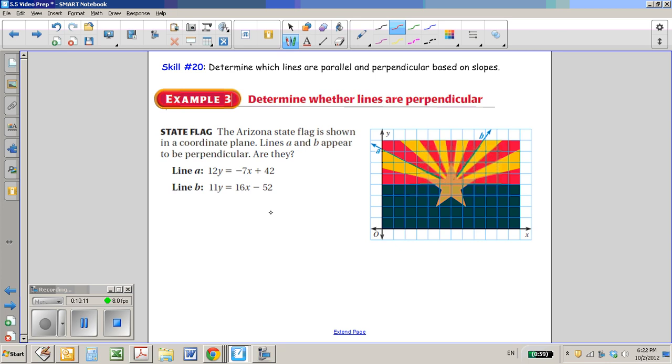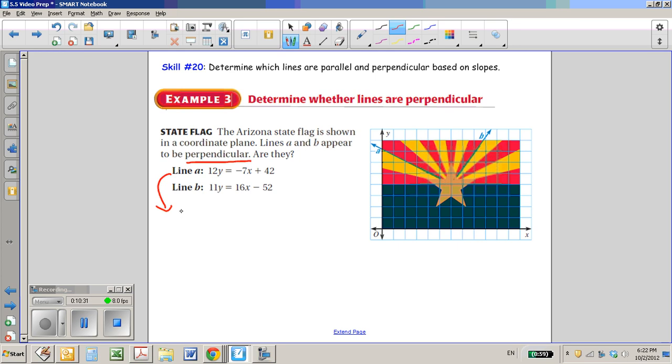Okay, so this is still skill number 20 because it still has to do with using slopes of finding lines and determining whether they're perpendicular. So here, I'm only interested in perpendicular. So I want to find the two slopes and decide whether they are opposite reciprocals or not.